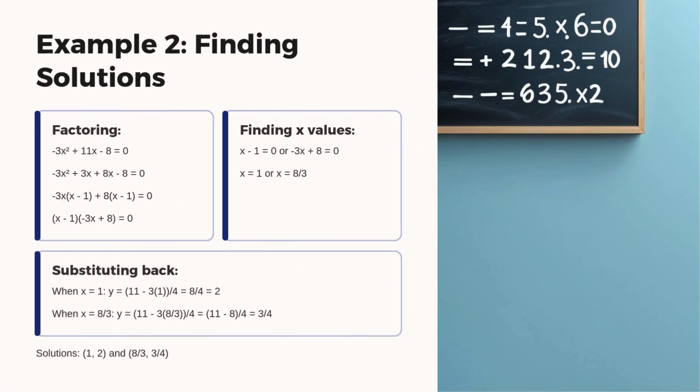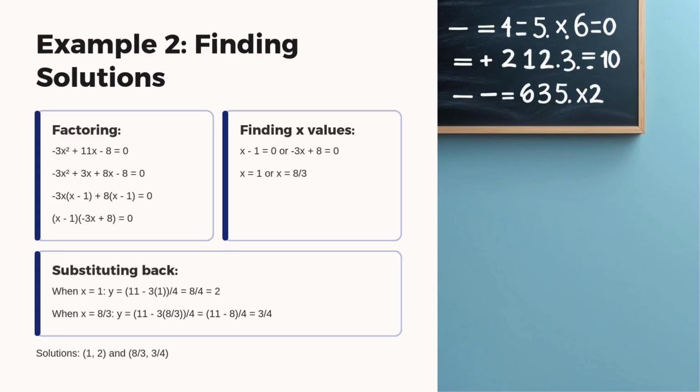Example 2. Finding solutions. Start with the quadratic in standard form. Negative 3x squared + 11x - 8 = 0. This is stated as the quadratic we will factor and solve. Factor the quadratic by splitting the middle term. Negative 3x squared + 3x + 8x - 8 = 0. This is obtained by writing 11x as the sum of 3x and 8x so that grouping will work.